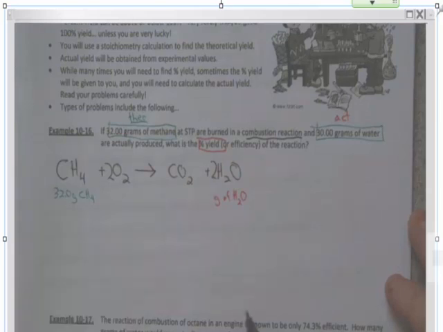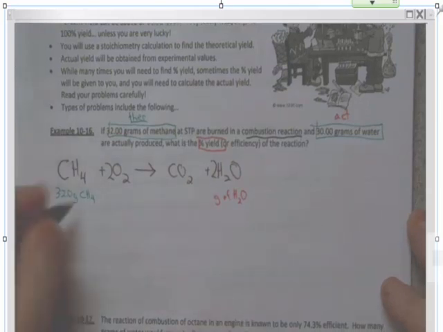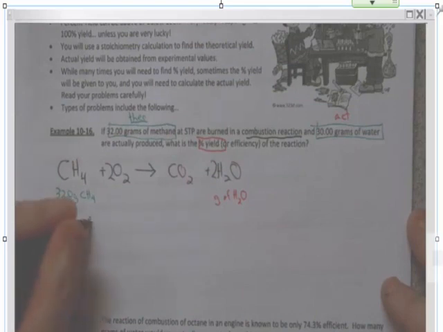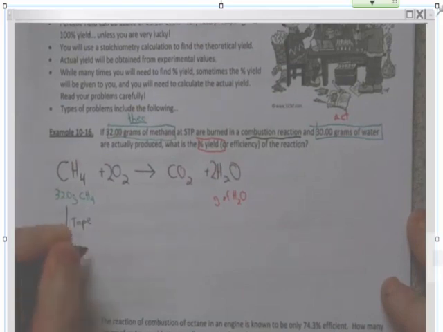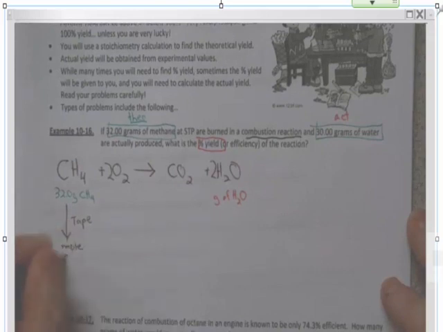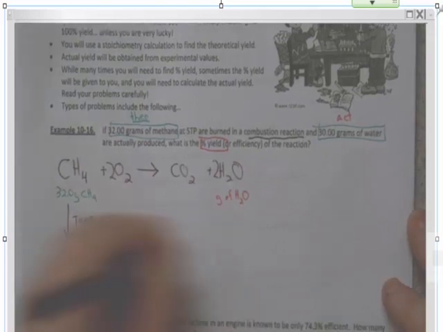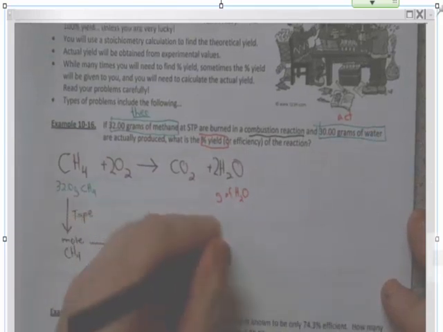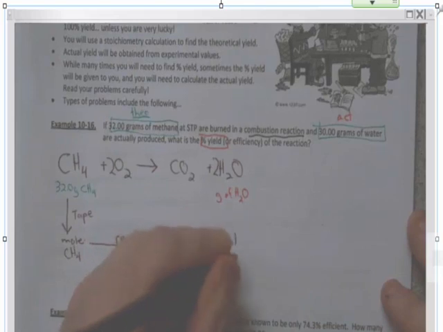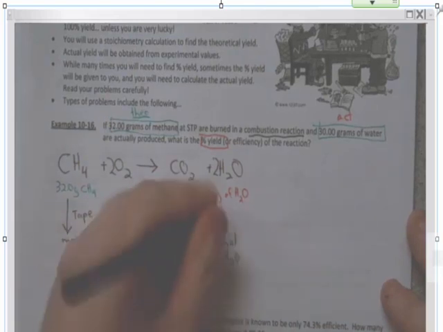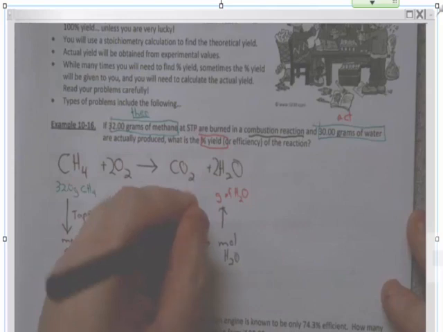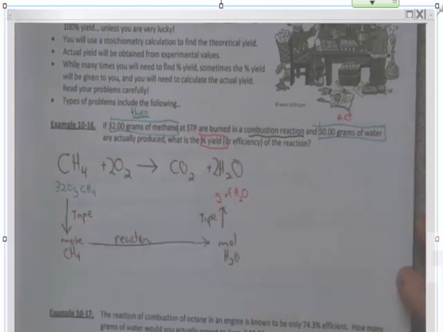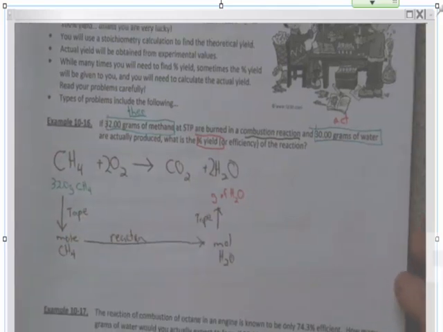Okay, so step 1 here, go from grams to moles using the tape. Step 2, you're going to use the reaction to go over to moles of water. And then step 3, you're going to use the tape again to go up to grams. So this should be a 3-step problem here.